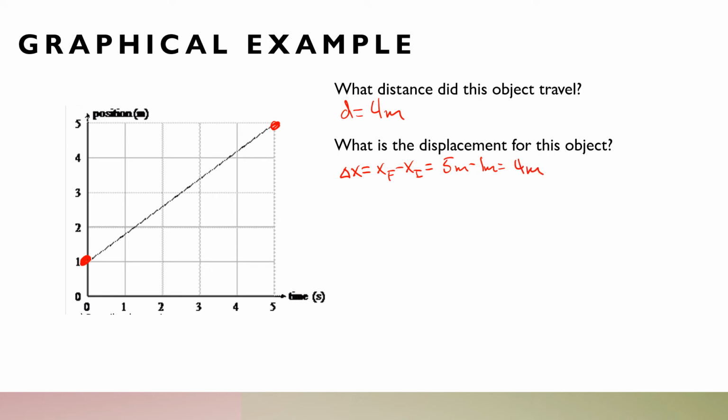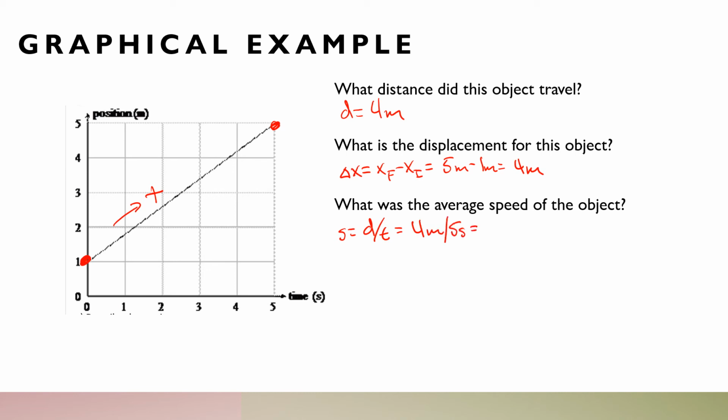The reason they're the same is we're counting this direction as the positive direction, right? Since we're getting more and more positive, the signs are going to be the same for the distance and the displacement. How about the average speed of this object? Well, speed is just distance over time. So we covered 4 meters in 5 seconds. So our average speed is going to be 0.8 meters per second.